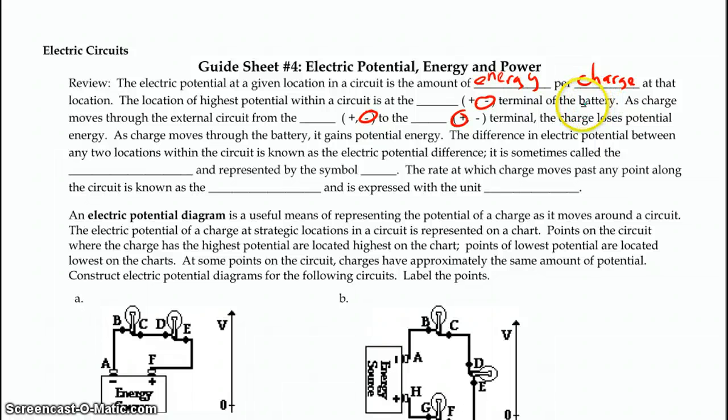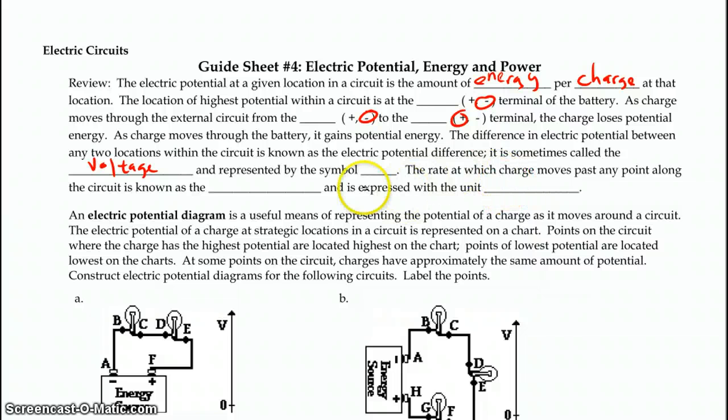The difference in electric potential between any two locations within the circuit is known as the electric potential difference. It's sometimes called a voltage. Now, that's not a very descriptive word. It's a person's name, Alessandro Volta. So it is a common usage, but not very descriptive. Potential difference definitely describes more what is going on.